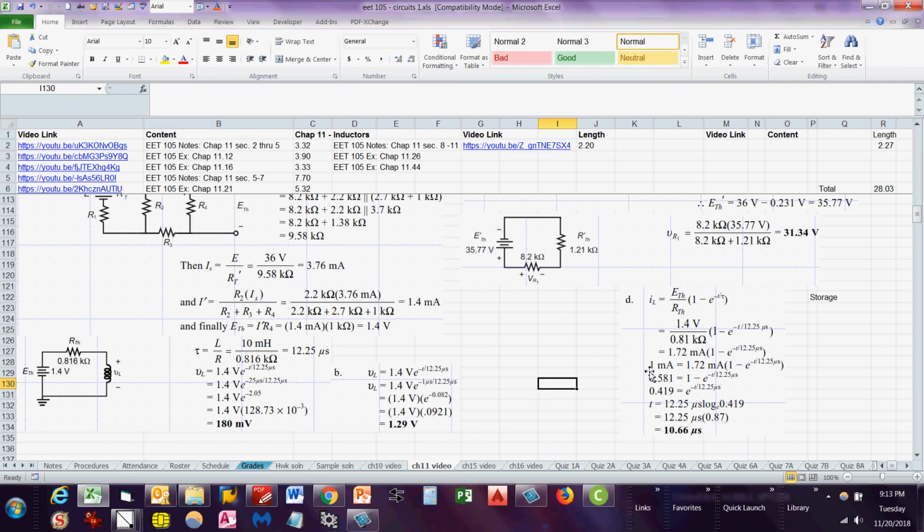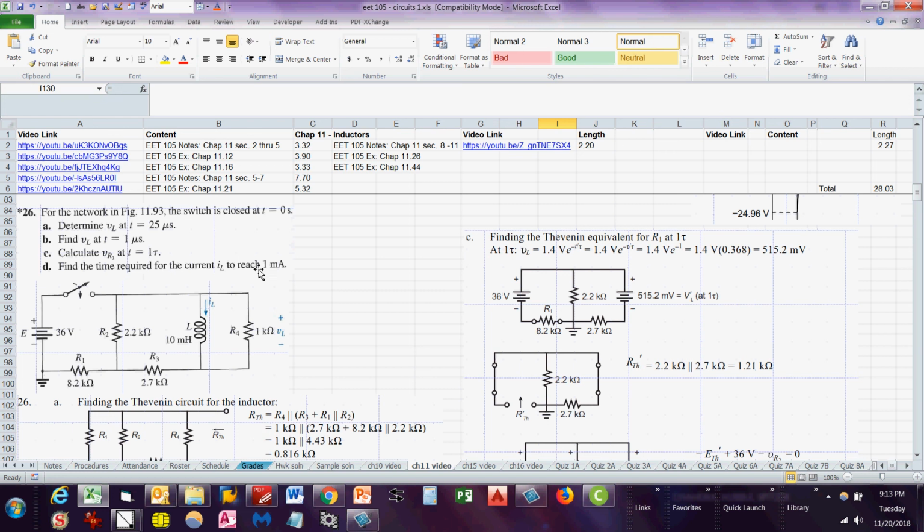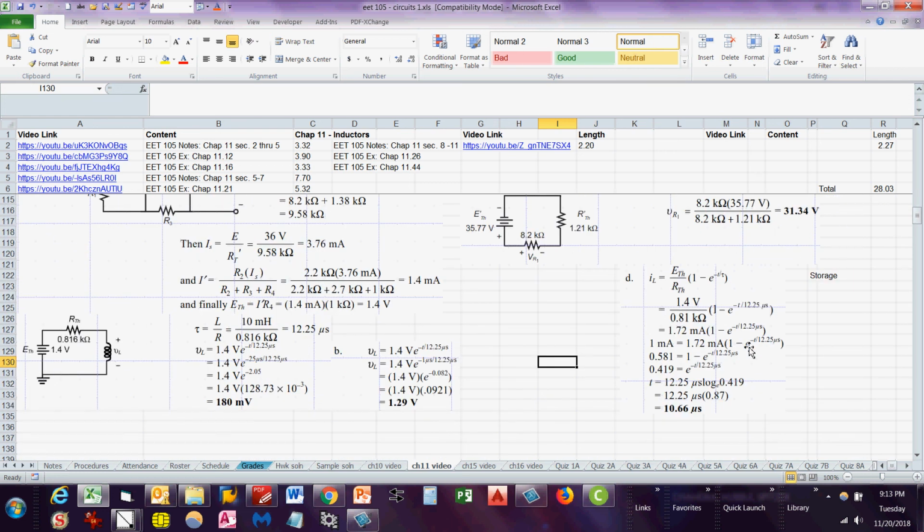solving for IL, given that it was 1.1 milliamp in the problem, all you have to do is find little t, and the way to do that is to simplify it down to this, then to this, then to this, and then you take the natural log of both sides, and what you get is minus t divided by 12.25 microseconds equals ln of 0.419, which is what they did here, and then it ends up equaling 10.66 microseconds.